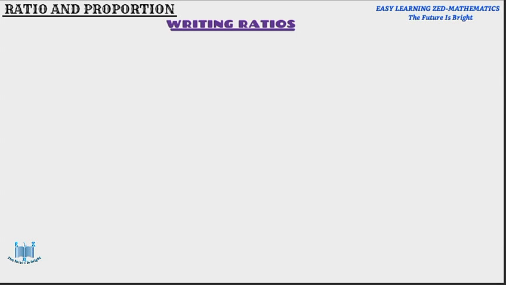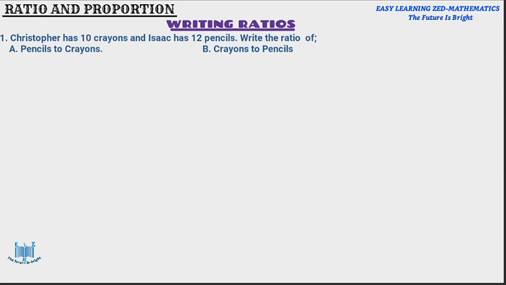So the first statement is: Christopher has 10 crayons and Isaac has 12 pencils. Write the ratio of A, pencils to crayons, B, crayons to pencils. So when you're writing a ratio, you need to pay attention to the way the ratio is written. You need to pay attention not just to the statement, you also need to pay attention to the ratio.